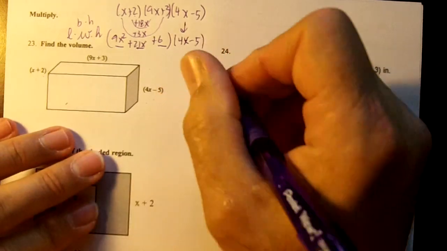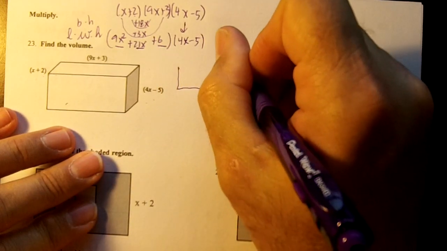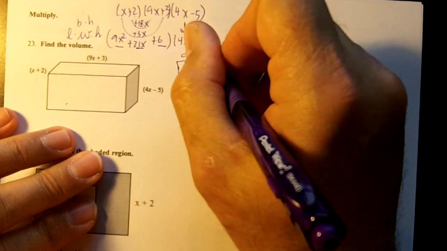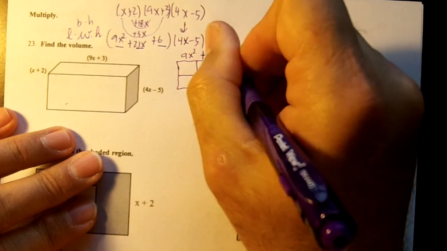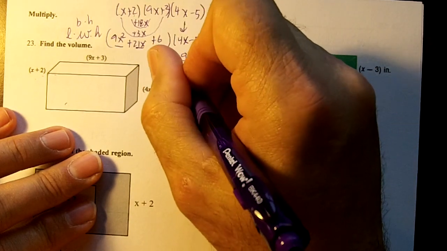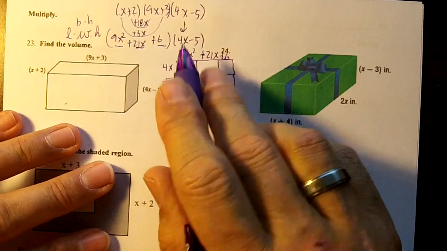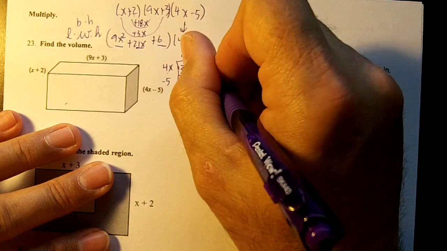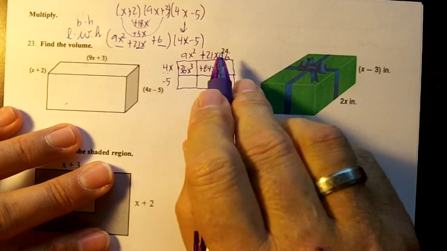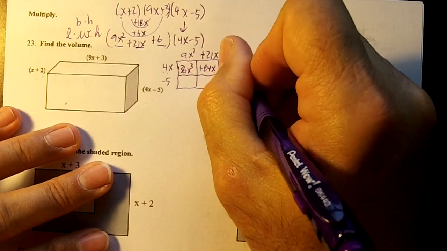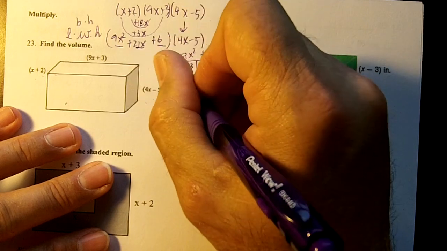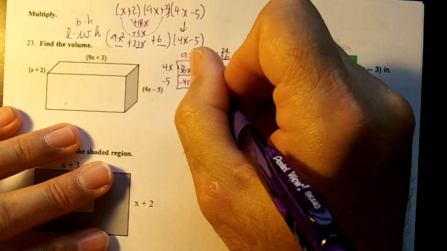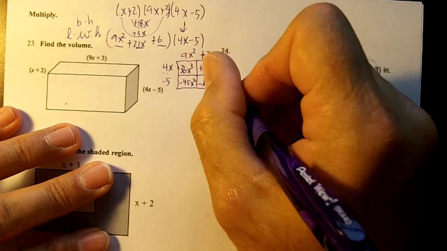So to do this, I'm going to use a box. I'm going to put the box right here. Draw my line, separate it. I'm going to take 9x squared plus 21x plus 6, and I'm going to multiply that by 4x minus 5. So 4x times 9x squared is 36x cubed. 4x times 21x is plus 84x squared. 4x times positive 6 is plus 24x. Then negative 5 times positive 9x squared is minus 45x squared. Minus 5 times 21x is minus 105x. Negative 5 times positive 6 is negative 30.